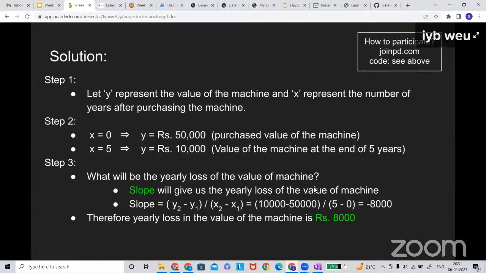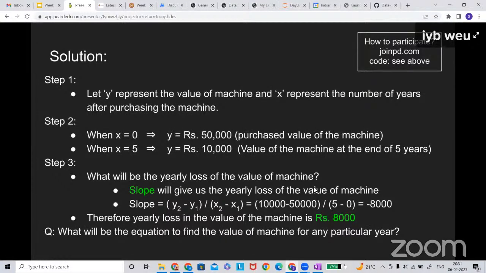Okay, so I hope all of you got how to solve it. Let's move to the next question. What will be the equation to find the value of the machine for any particular year? Can you tell what the equation of that line is, the equation itself to find the value of the machine? The equation of a line is one kind of equation, y equal to something. So what is going to be that equation?